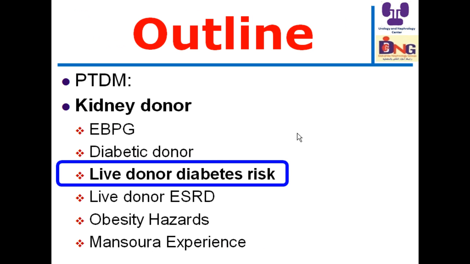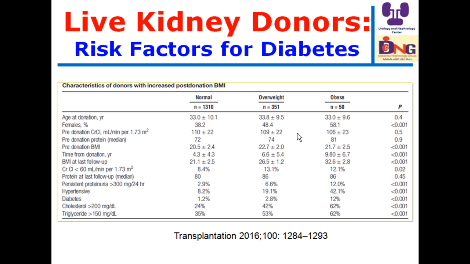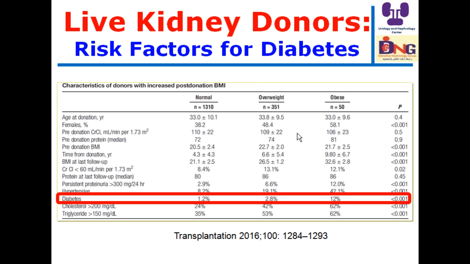So what about the live donor diabetes risk? If the person donated his kidney, is there a risk for the development of diabetes? This is very interesting data here. If we compare those who achieved normal body weight after kidney donation, the risk of diabetes is 1.2%, and here 2.8% if they were overweight. But if they developed obesity after kidney donation, the risk of diabetes increased to 12%, and this is a very significant level.